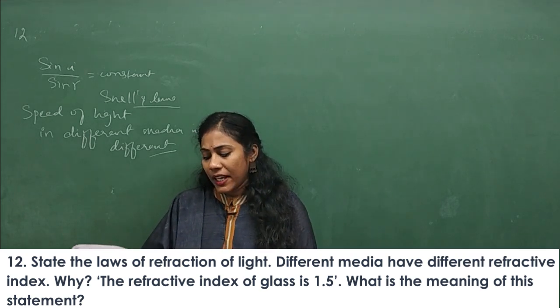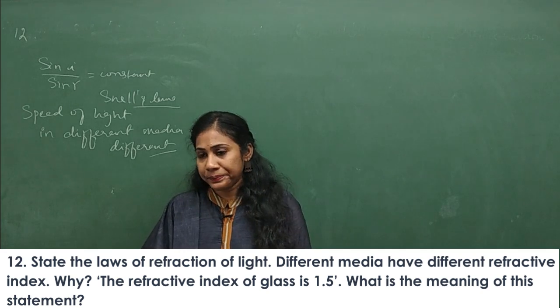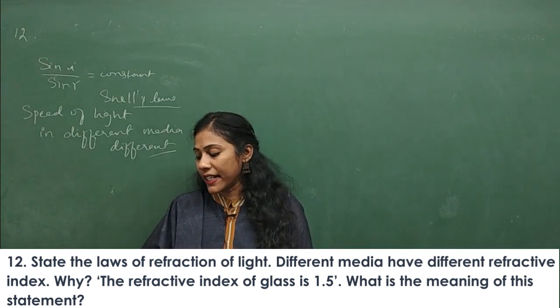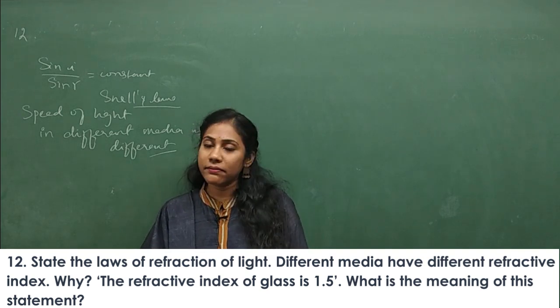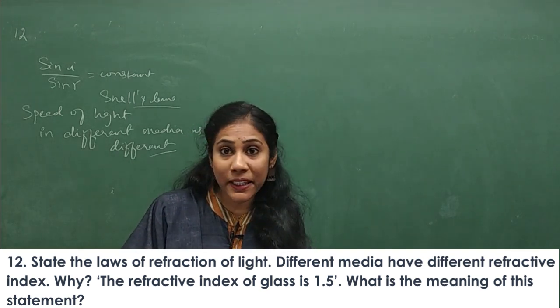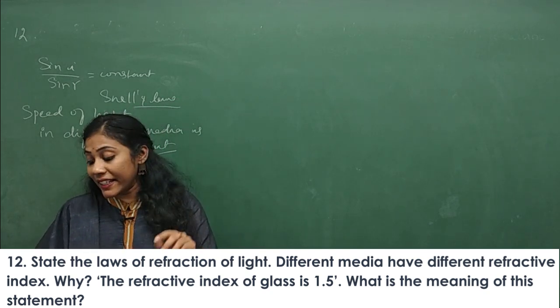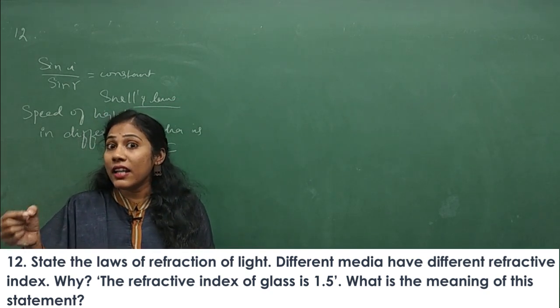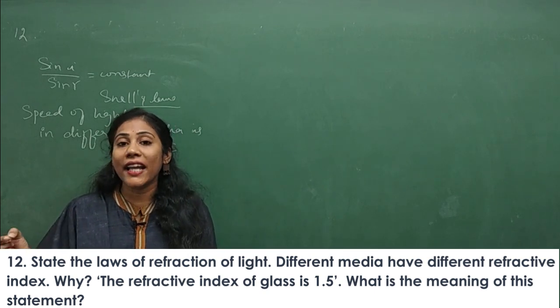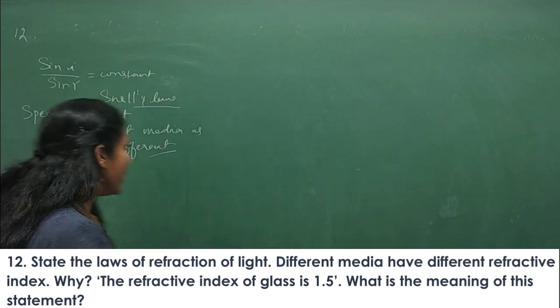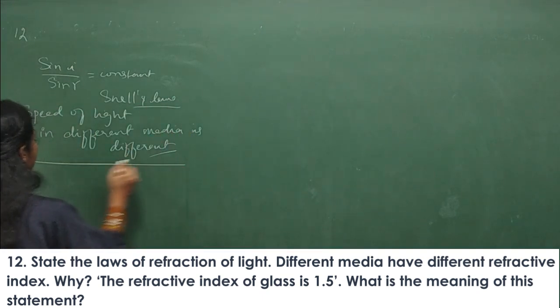Fine. And continuation of the question. The refractive index of glass is 1.5. What is the meaning of this statement? So what does this statement mean? It means that the speed of light in glass is lesser by 1.5 compared to the speed of light in air, isn't it? So remember its meaning.